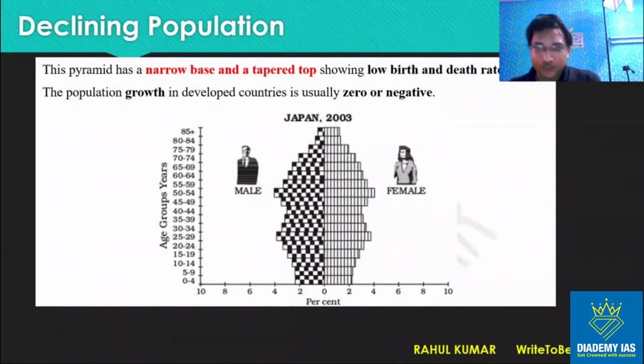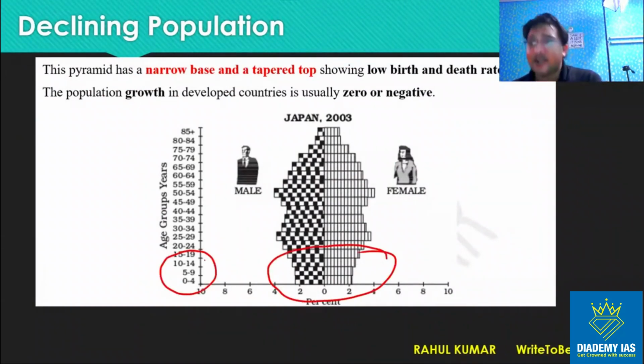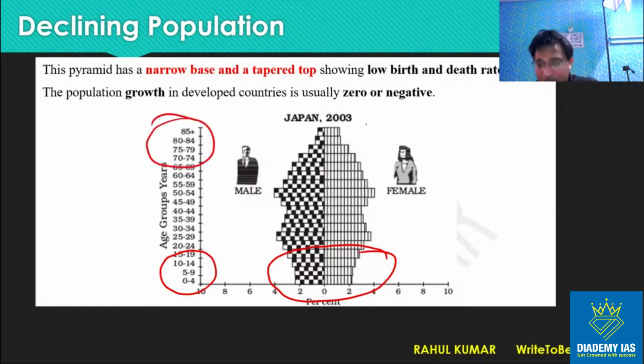Then we have declining population, where the base is narrow because the ratio of children is less, the birth rate is low. And the death rate is also low. So in the higher age group, we have more people, right? That is why here also we have more people as compared to the earlier pyramid.